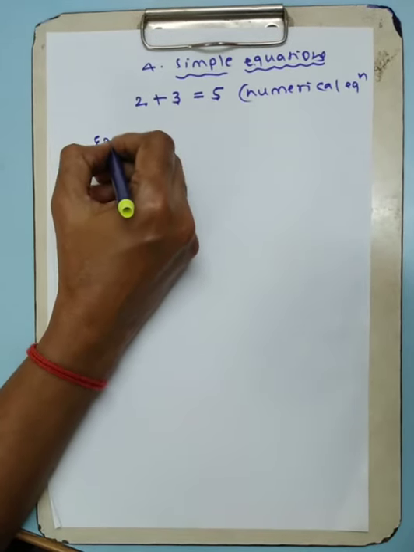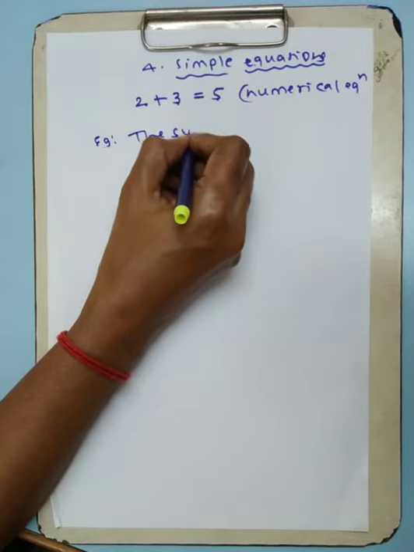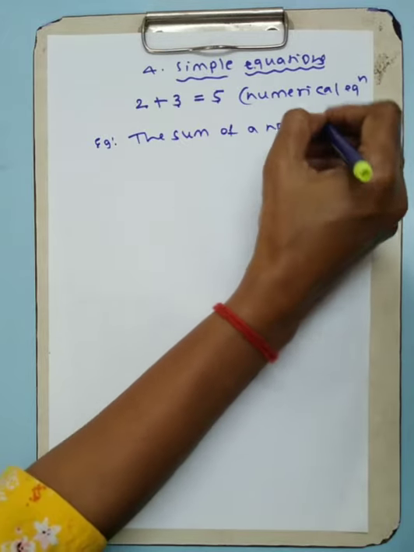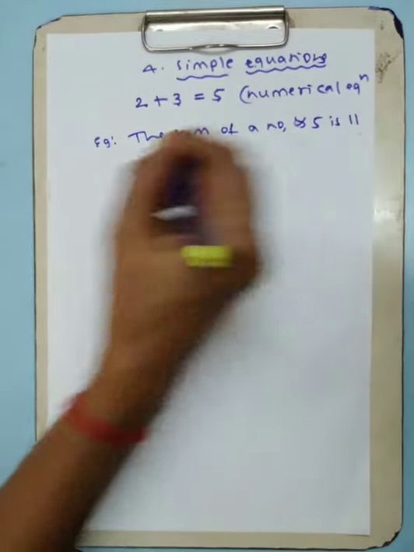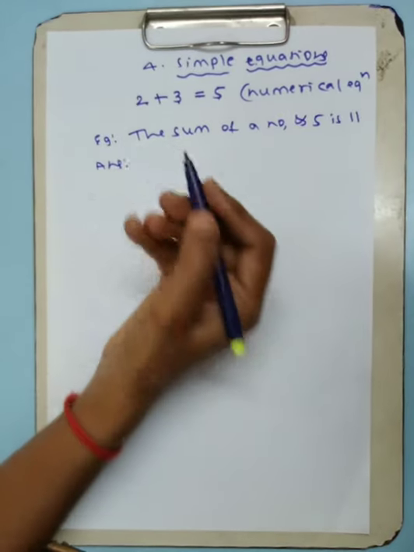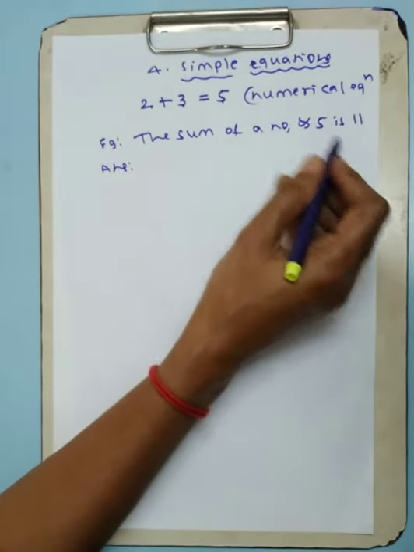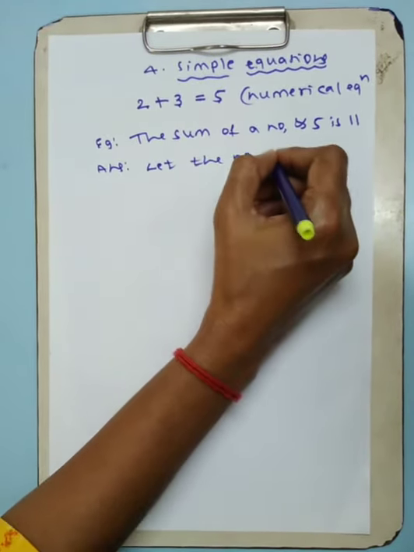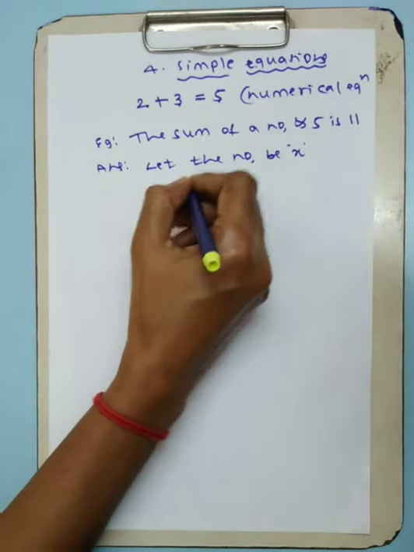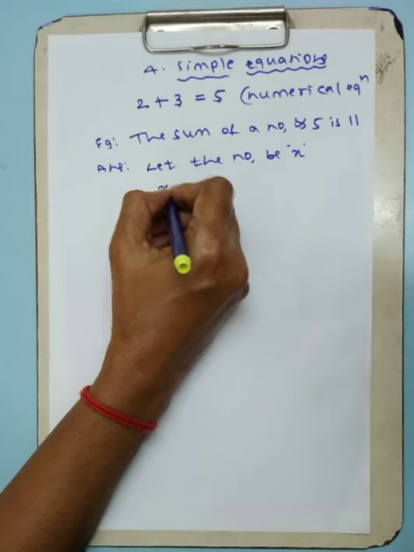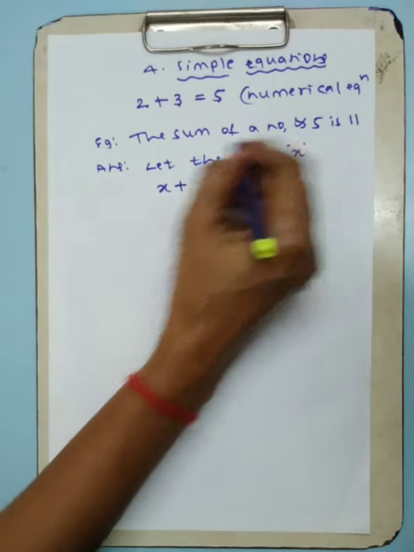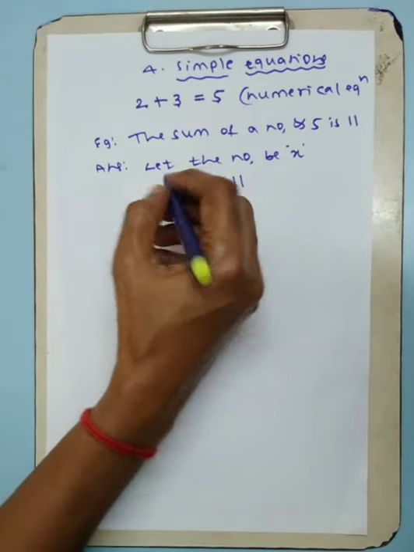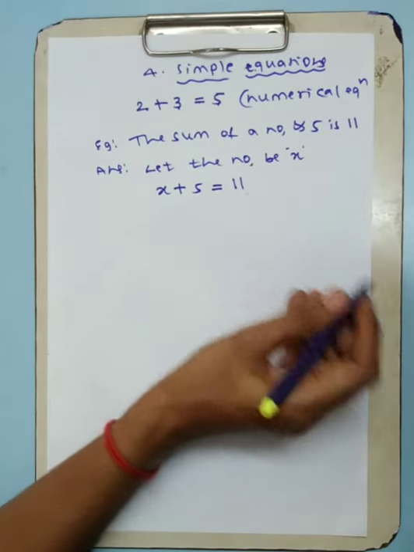Now let us take one example. The sum of a number and 5 is 11. How to write the equation for this statement? We don't know what is that number. So, let us write, let the number be x. So, the sum means what? Addition. So, the sum of a number x and 5 is equal to what? 11. Is means what? Equal. So, the sum of a number and 5 is equal to 11.